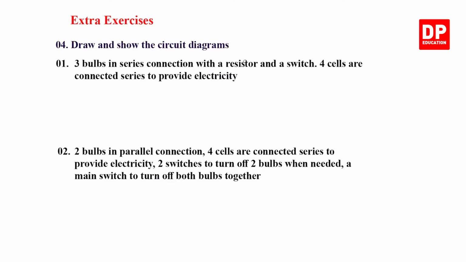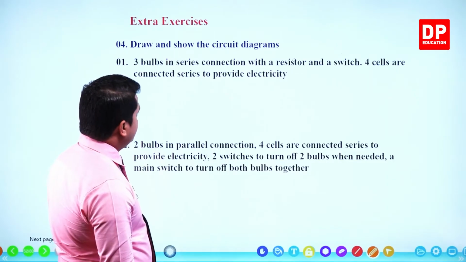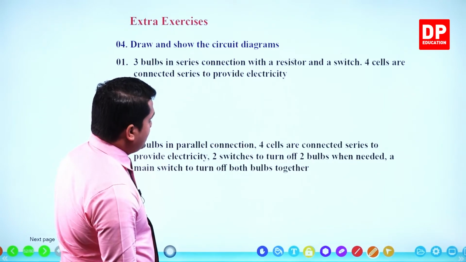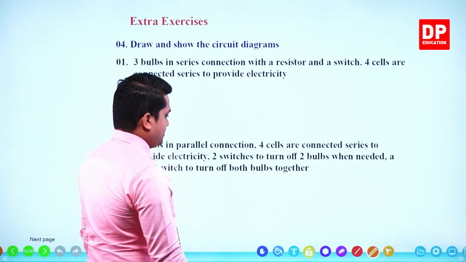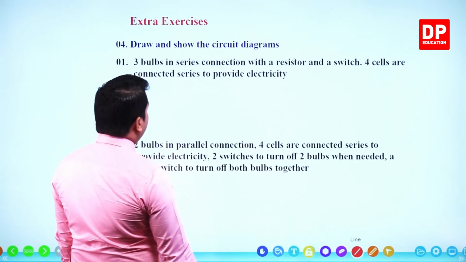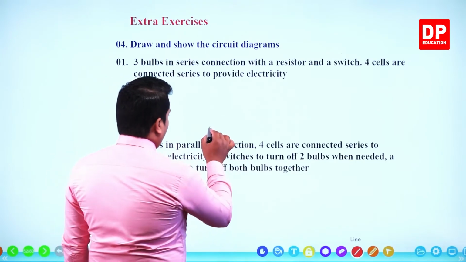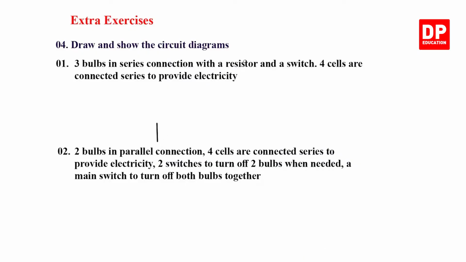Draw and show the circuit diagrams. You have to draw the circuit diagrams for the given things: 3 bulbs in series connection with a resistor and a switch. 4 cells are connected in series to provide electricity. So we'll draw it. There are 4 cells. 1, 2, 3 and 4. 4 cells. Let's interconnect.